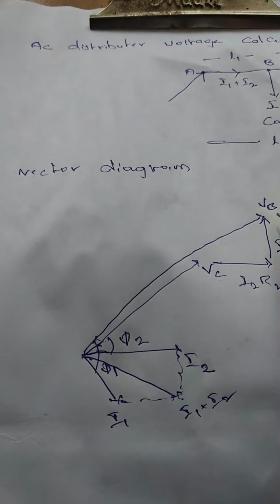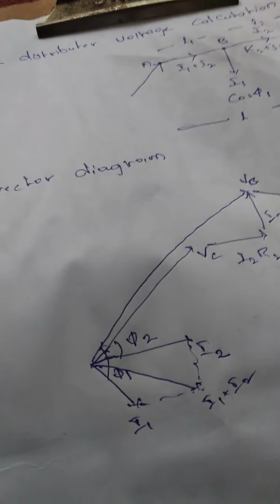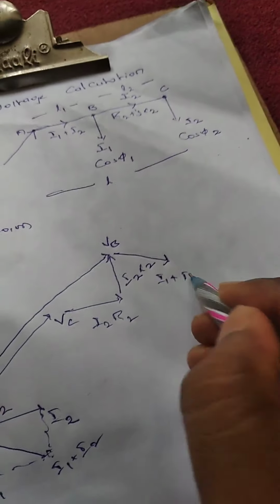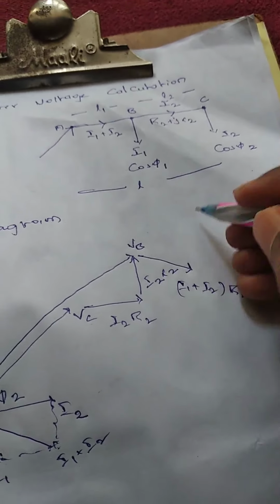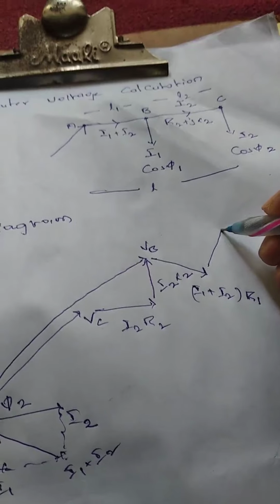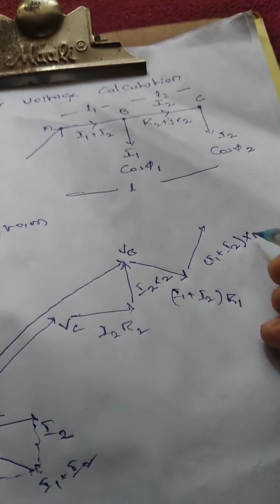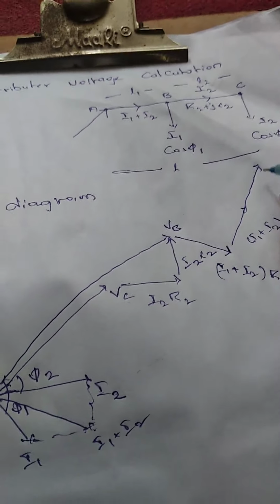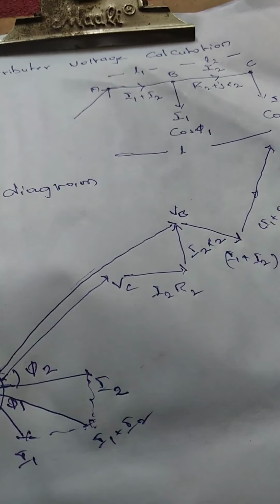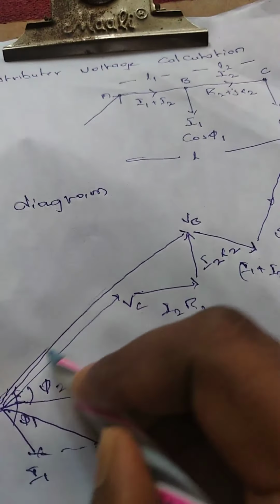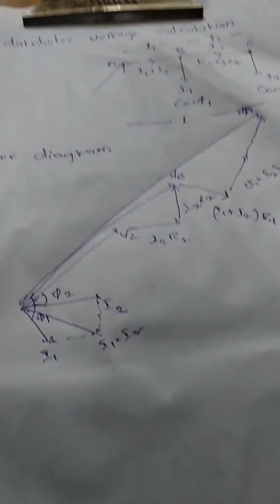Here the resistive drop will be in this fashion, I1 plus I2 into R1, and the reactive drop will be exactly perpendicular, I1 plus I2 into X1. The sum of VB, the resistive drop and the reactive drop is equal to VA. So this is the vector diagram.